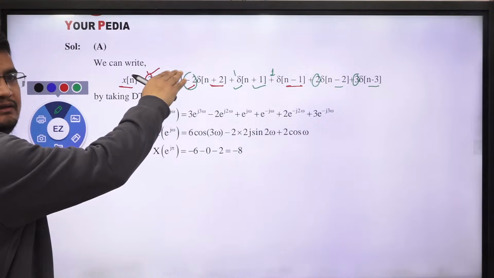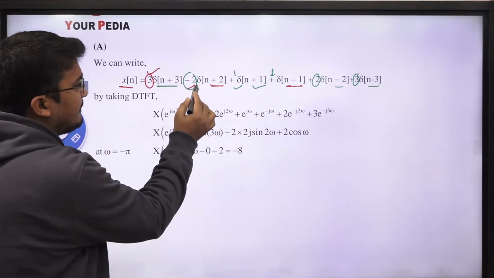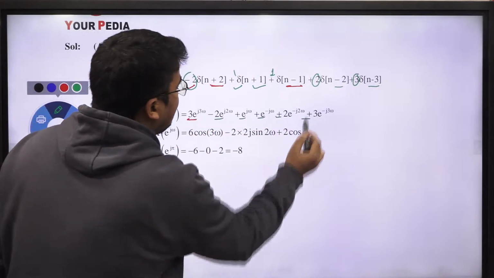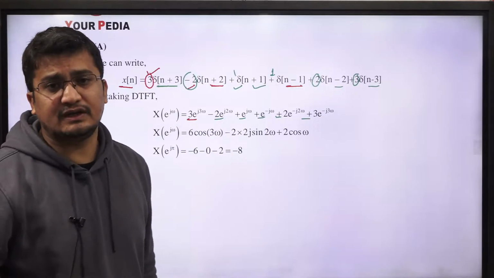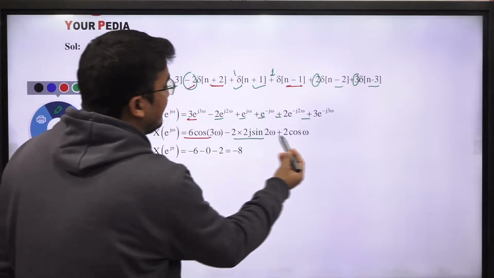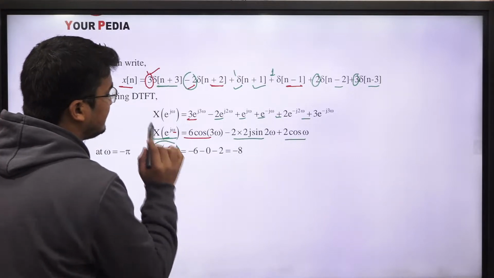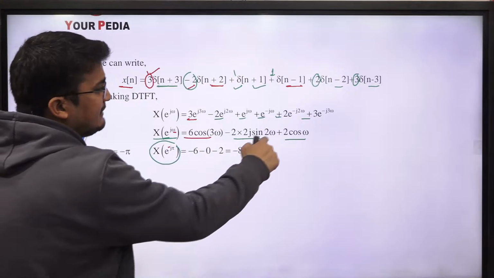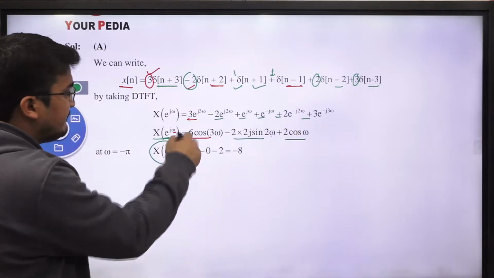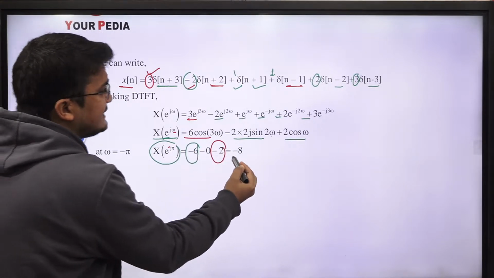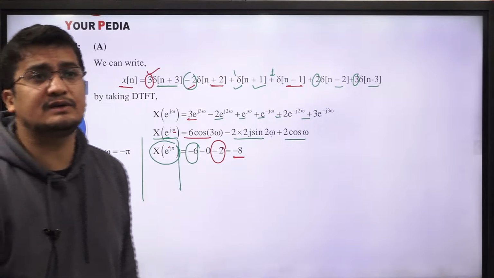First I make this, and then by taking the DTFT of this using the time shifting property, I will get this value. Later I can convert these using the cos and sine relation with the complex exponential, and I will end up getting these values, right? Since he is asking for this value, wherever there is omega, I put minus pi. Obviously, sine of this will be 0. So this will give me -6 and this will give me -2. The answer is -8, but he is asking for the magnitude, mod. So the answer will be 8, which was option A.